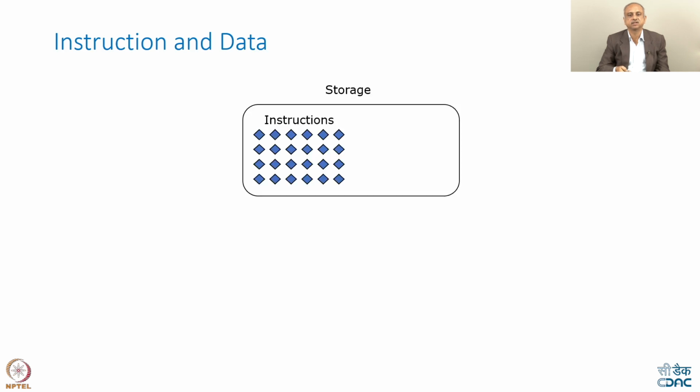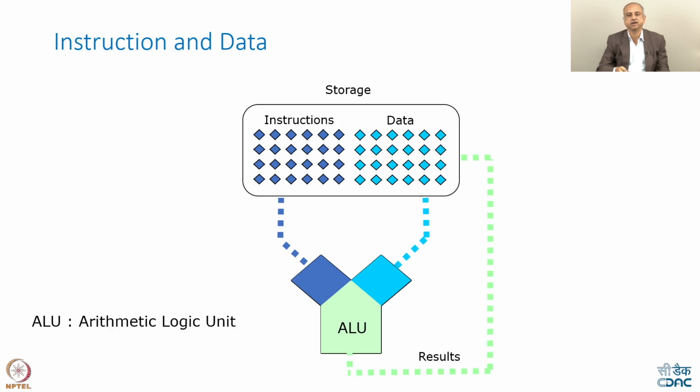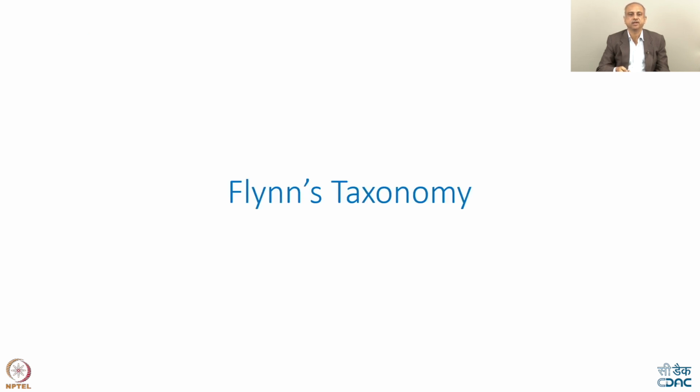So, this instruction and data that we saw in the previous slide, they are stored in storage. The storage is nothing but memory. Every memory of a computer will typically have one area for storing the instruction and another area for storing the data. The result also goes back in the storage so that it can be used later. So, this is the basic computing model.